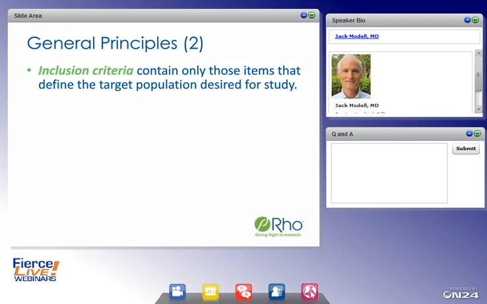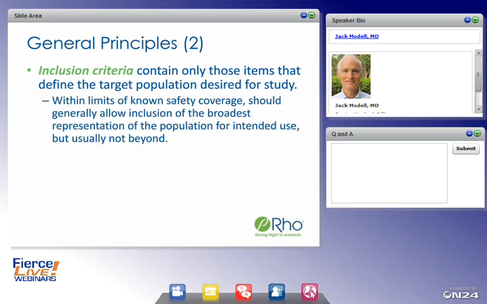Inclusion criteria should contain only those items that define the target population intended for study. So sometimes you read through and you see things in inclusion criteria that talk about which patients can't get in, or things that don't really define the target population, and those criteria need to go elsewhere. So this is just the items that define the target population. And within the limits of the known safety coverage, these criteria should generally allow you to include the broadest representation of the population for intended use of the product, but usually not beyond.